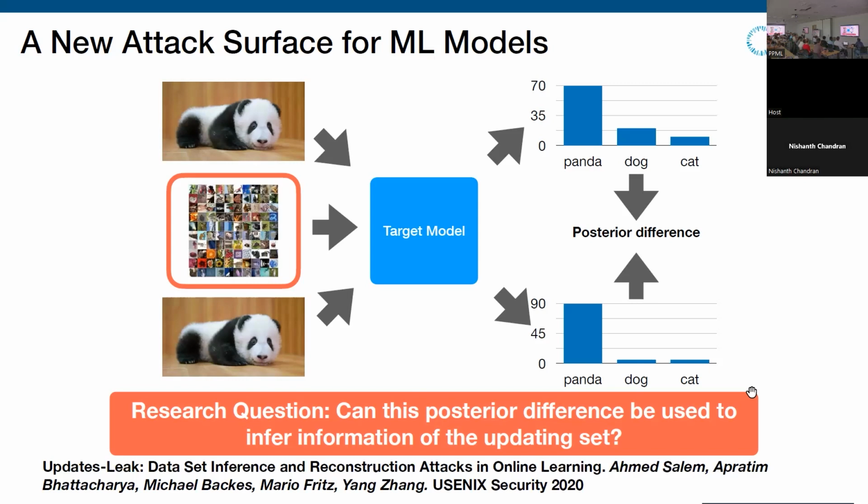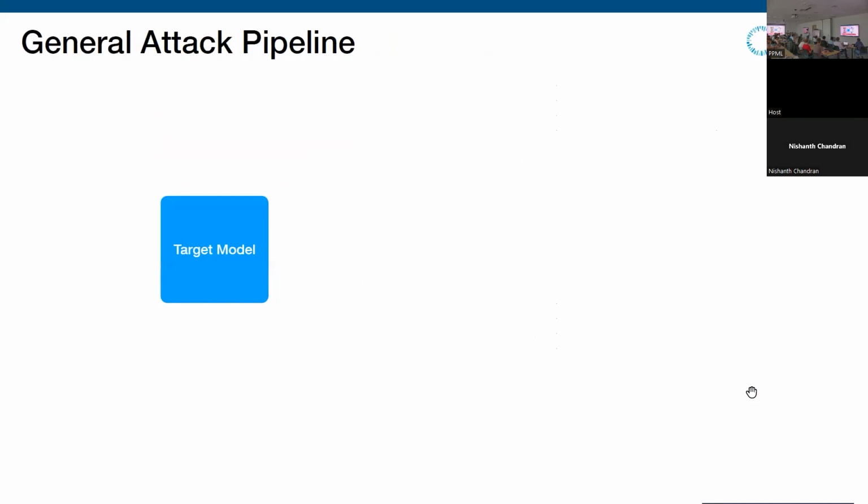Yeah, because your updating set is the reason for the change of the posteriors. Then the question is whether we can reverse it back. It's sort of like reverse engineering. Yeah, that was a 2020 USENIX paper.